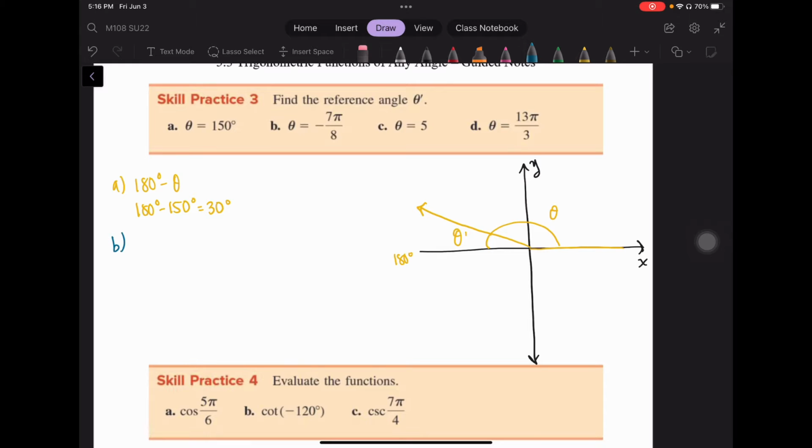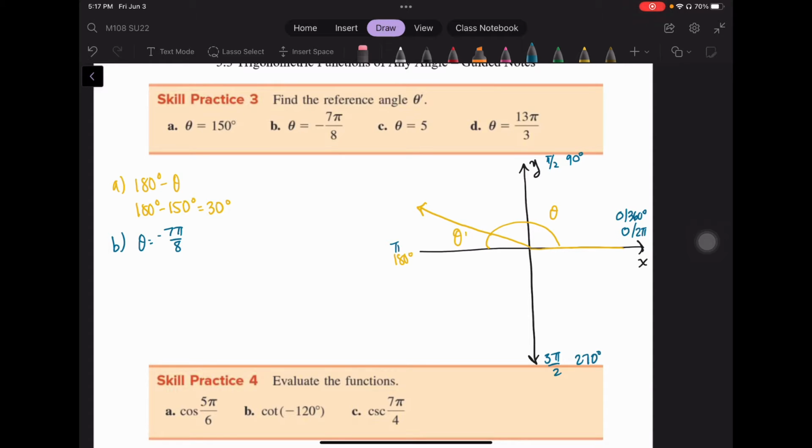For question B, we have a negative. Theta is equal to a negative 7 pi over 8. We have to think about this. Remember that negative means we are going clockwise instead of counterclockwise, still starting at the positive x-axis. We're swinging down and we're going to go clockwise, but we are not at a full pi. So this is pi or 180. This is pi over 2 or 90 degrees. Down here is 3 pi over 2 or 270 degrees, and this is 0 or 2 pi, or 0 and 360 degrees.